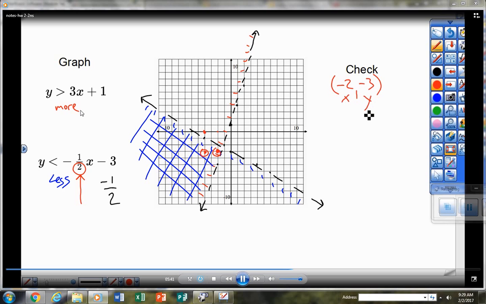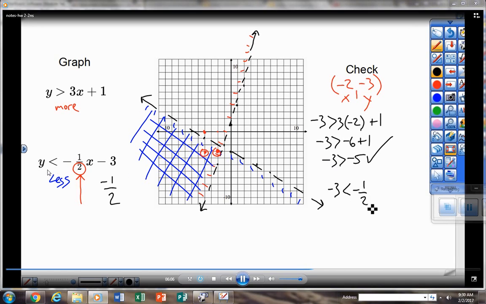So for that first inequality, I plug in negative 3 for y. I have the greater than inequality. 3 times negative 2 where x used to be, plus 1. Gives me negative 3 greater than negative 6 plus 1. Negative 3 is larger than negative 5. That is a true statement. You'd rather owe someone $3 than owe them $5. So negative 3 is a bigger value.